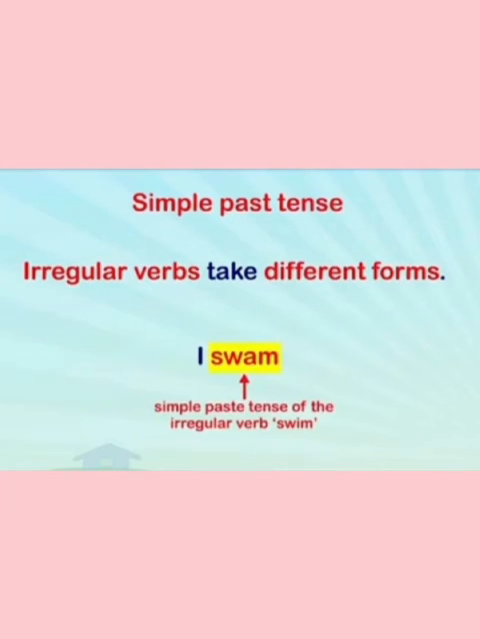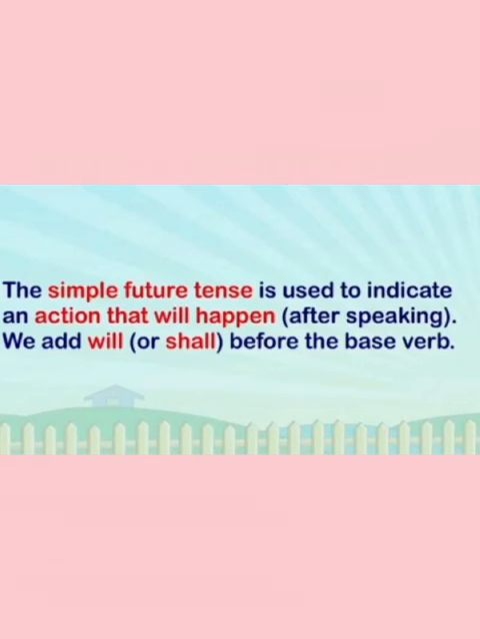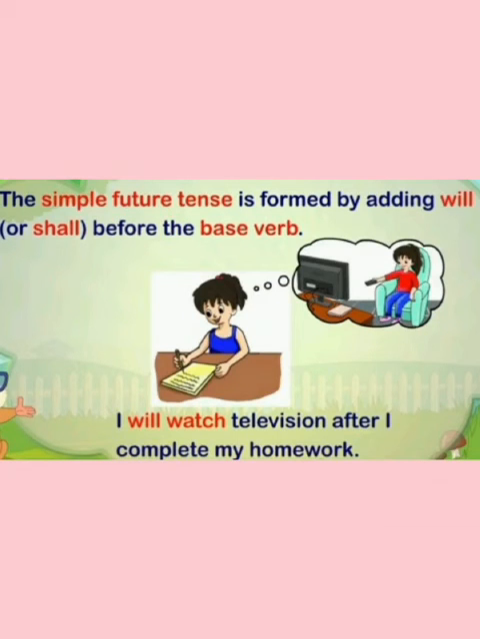So, this is how we use the verbs in simple past tense. Now, let's see the simple future tense. The simple future tense is used to indicate an action that will happen, that is, after speaking, sometime in the future. And we add will or shall before the base verb. For example, I will watch television after I complete my homework. So, will watch is the simple future tense.